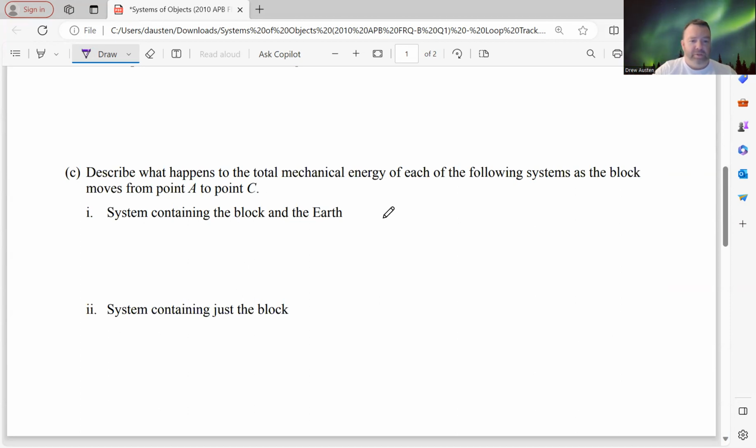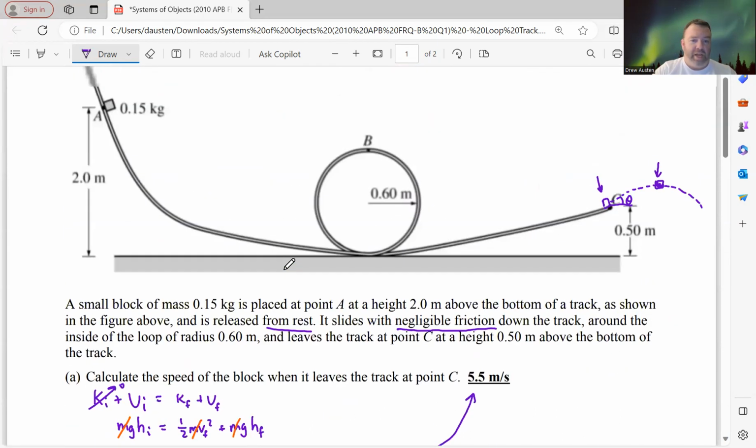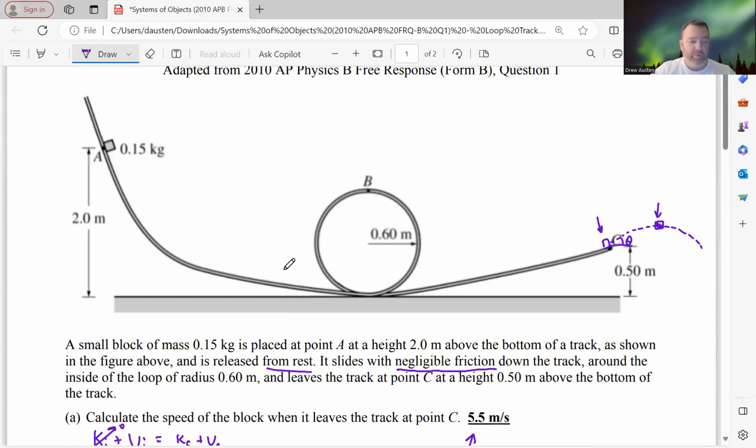And then for part 2, the system containing just the block, well, now we're treating the Earth as providing an external force of gravity on the block. And the external force of gravity will either increase the speed of the block when it's going downhill or decrease the speed of the block when it's going uphill. So the kinetic energy of the block, if you're looking at just the block only, is going to increase until it gets to the bottom of this loop.